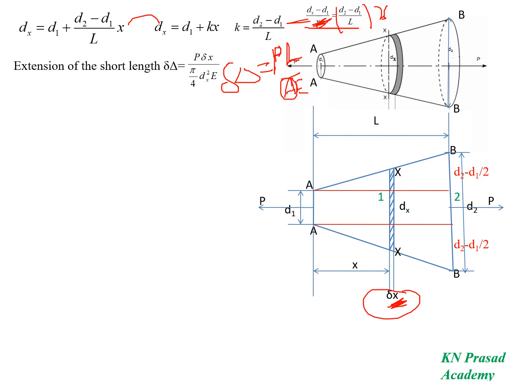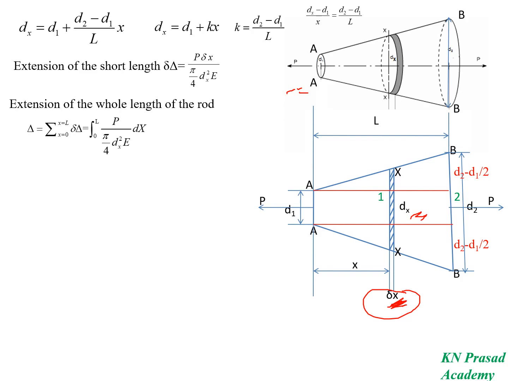This is the circular one, so let us consider pi by 4 dx square, into E value to substitute. So the deformation or extension of this smaller section, dou delta, equals PL, where L equals dou x: P dou x divided by the area, which is the circular one, pi by 4 dx square, into capital E.